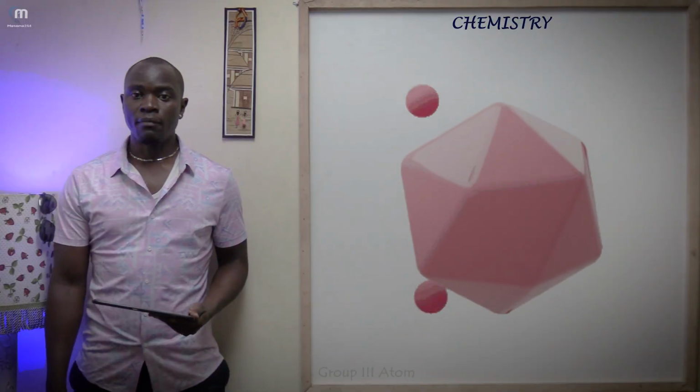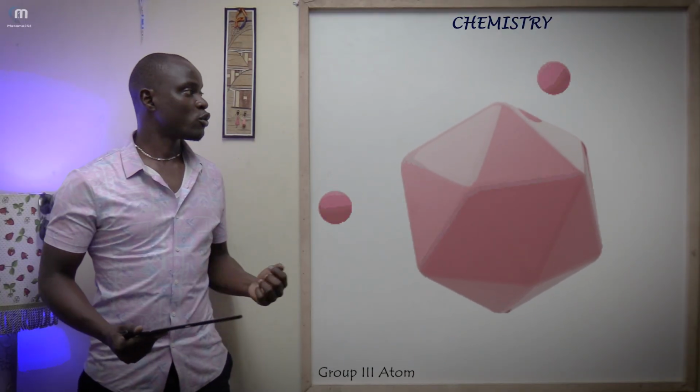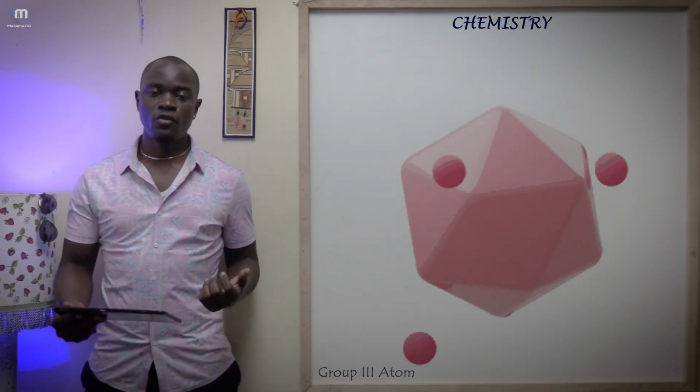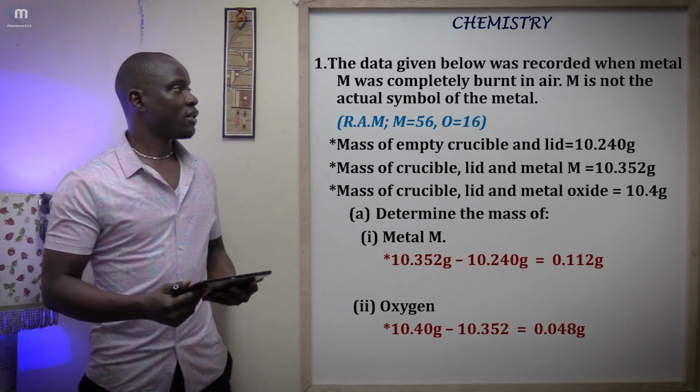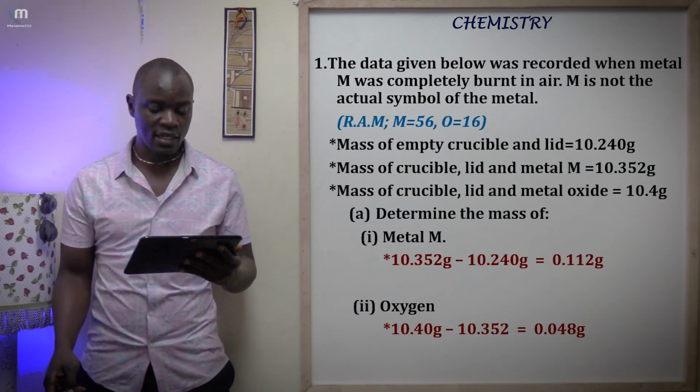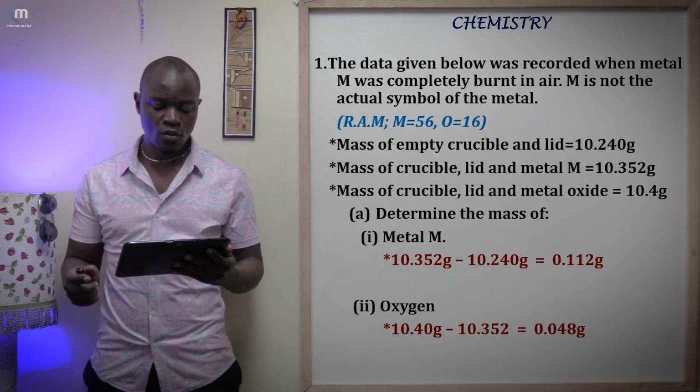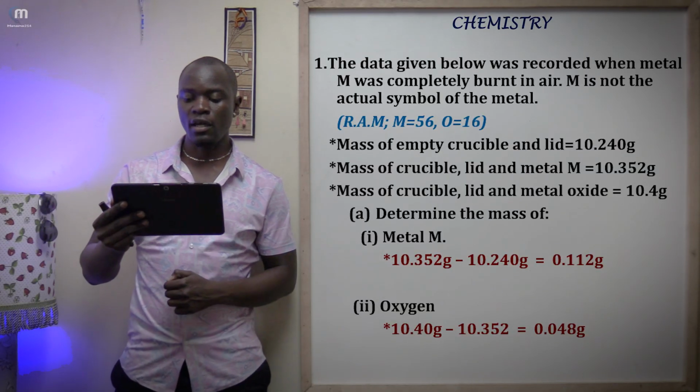Hello there and welcome. Now let's look at this Form 3 paper and let's begin from question number 1. There are only a few questions in this paper, so let's see. As you can see, the first question tells us that the data given below was recorded when metal M was completely burnt in air.